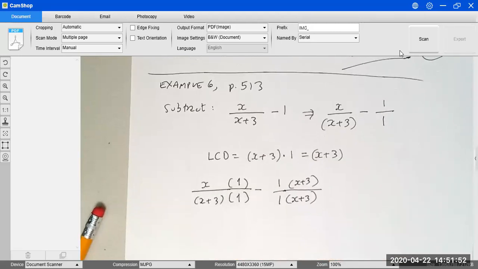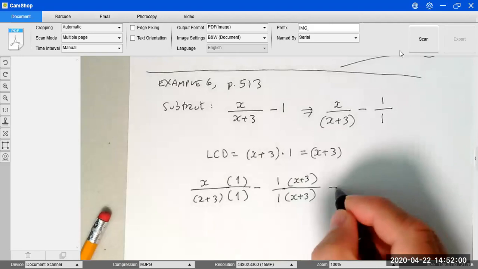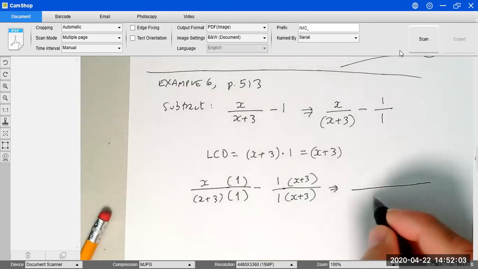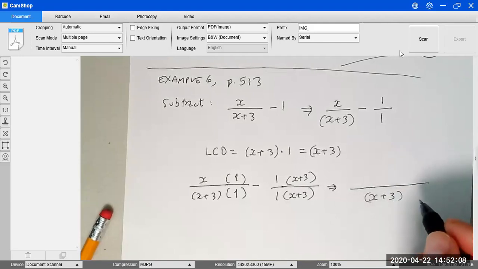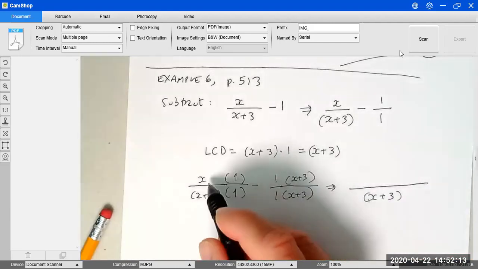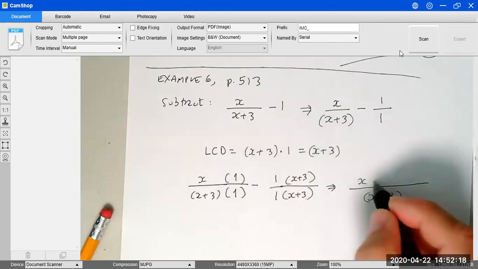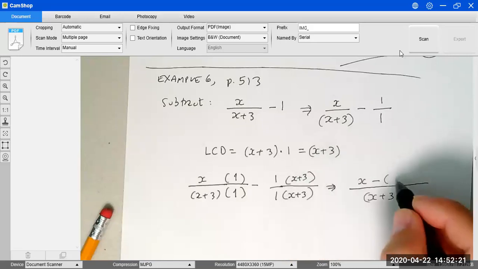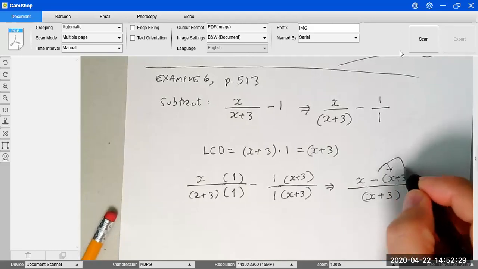And that's it. Now we have the same denominator for both rational expressions. So we're going to have a single, common denominator. From the first numerator, you have x times 1, which is just x. From the second one, you have this negative sign here, and we have 1 times x plus 3, which is just x plus 3. Then you need to apply the distributive property here.